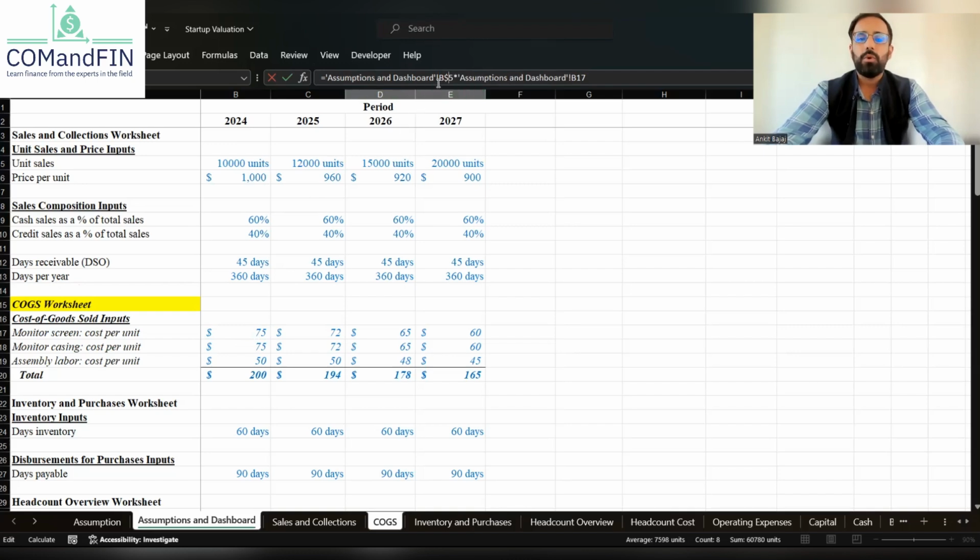Why am I not freezing the whole B5 cell? Because when you calculate the COGS for next year, the column will change. Instead of B5, the new column will be C5. When you calculate the COGS for year 2026, the column will change and the new column will be D5. So that's the reason we do not have to freeze B5, the whole cell. We have to freeze only the row here.